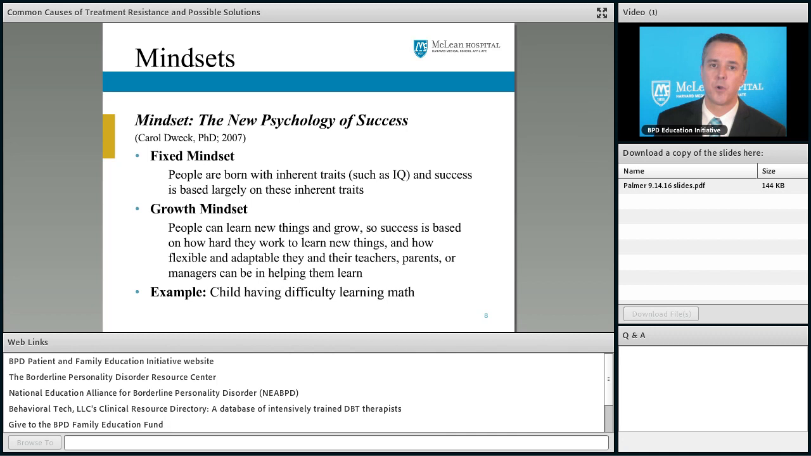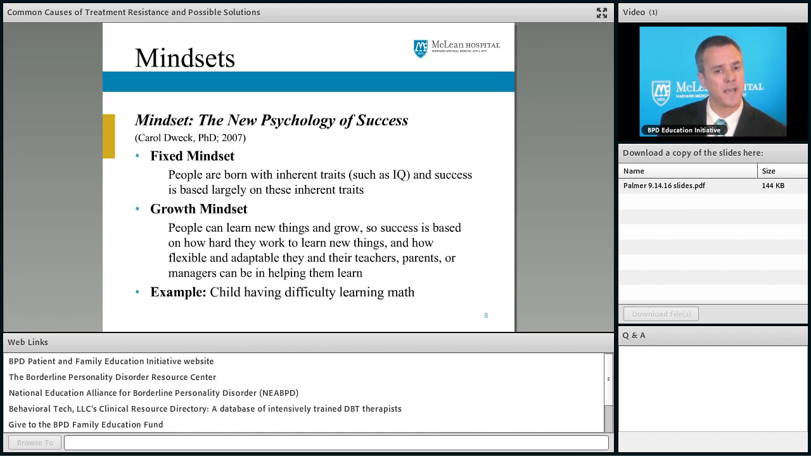But there's a different mindset, and that's called the growth mindset. And the growth mindset assumes that people can learn new things and grow. So success, in fact, is not based on inherent traits. It's based on how hard they work to learn new things and how flexible and adaptable they and their teachers, parents, and managers can be in helping them to learn.